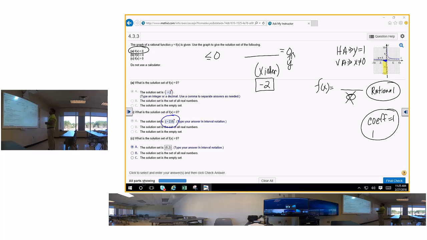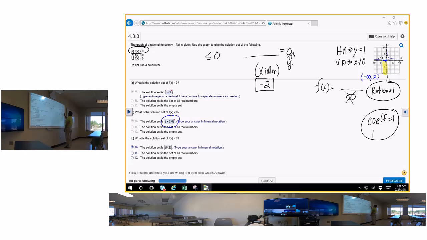Where is the function greater than 0? That means when is it above the x-axis? Well, it's above the x-axis from negative infinity to 2. You can't include 2 because that's on the x-axis. And then from 0 to what? To infinity. And they don't overlap, so that means that is a union.